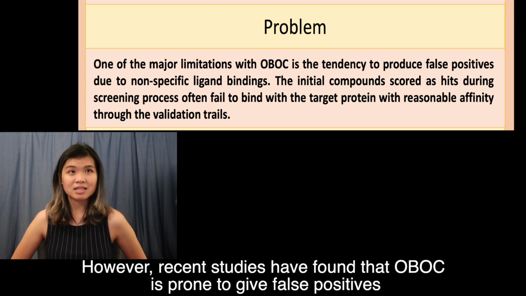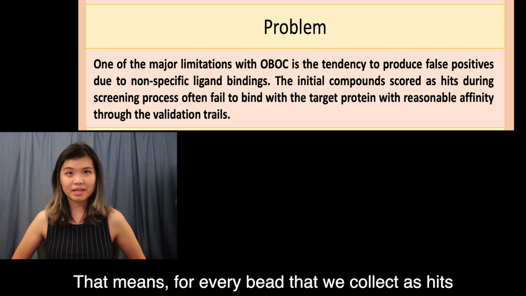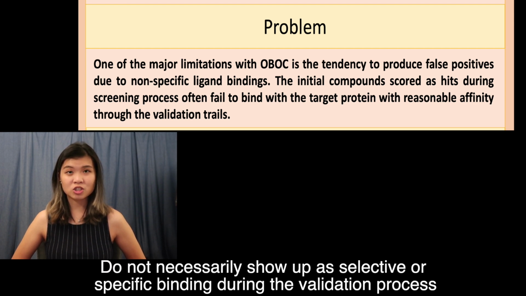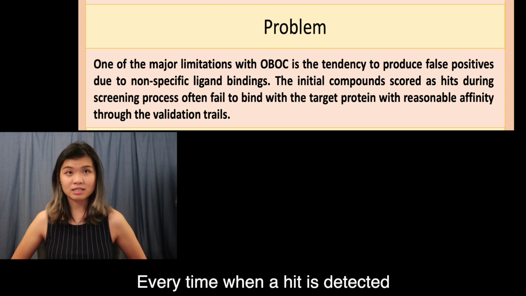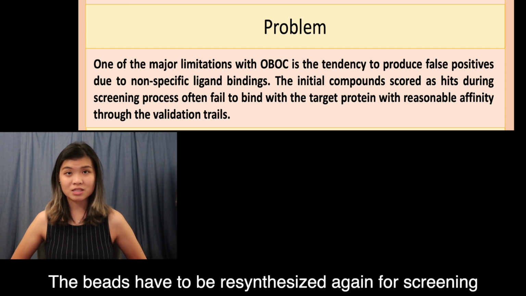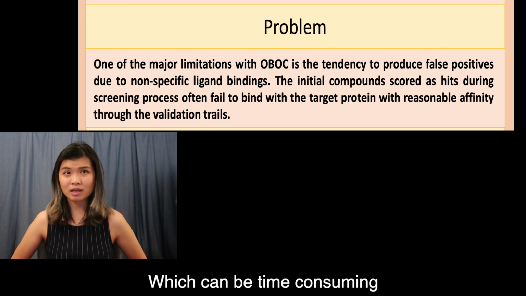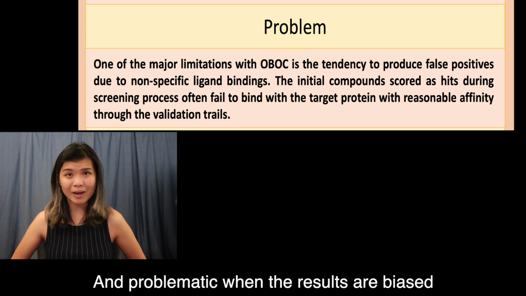However, recent studies have found that OBOC is prone to give false positives. That means every bead that we collect as a hit does not necessarily show up as selective or specific binding during the validation process. Every time a hit is detected, the beads have to be resynthesized again for screening, which can be time-consuming and problematic when the results are biased.